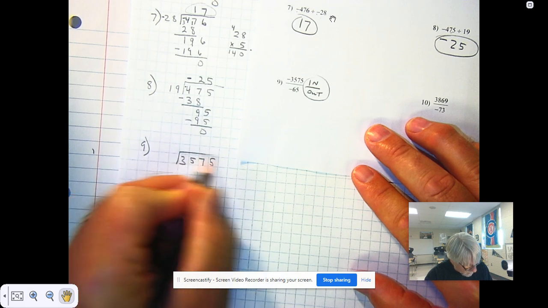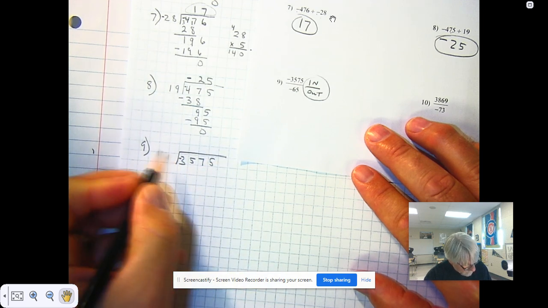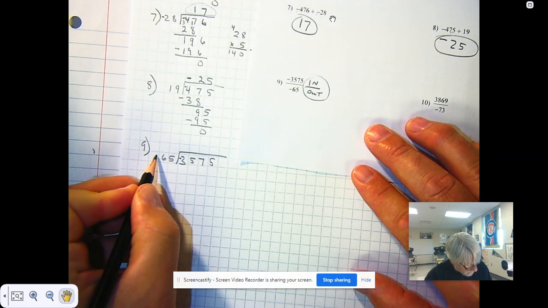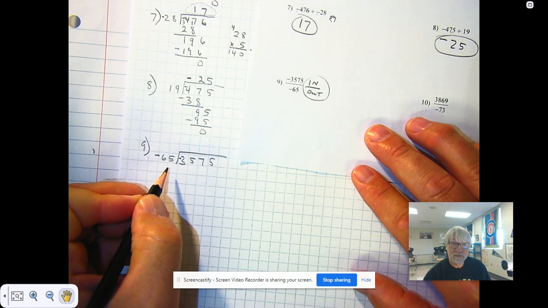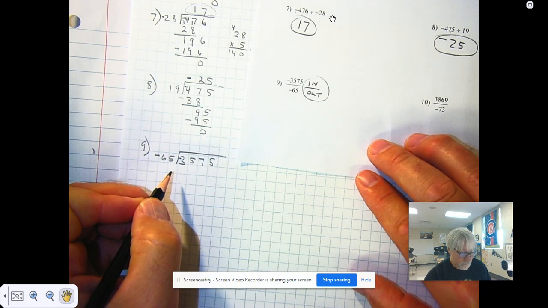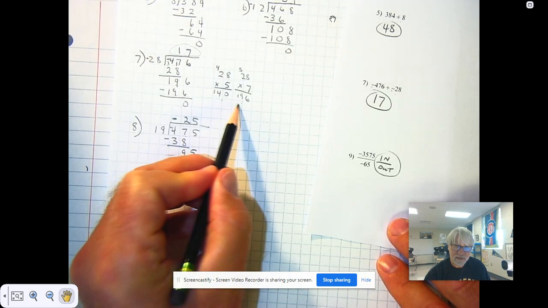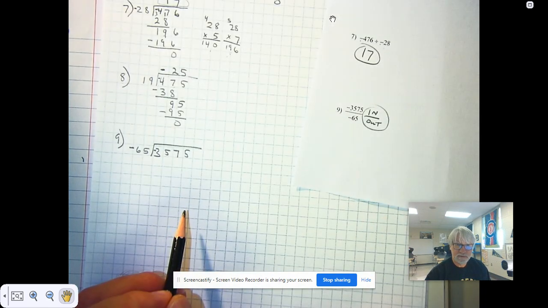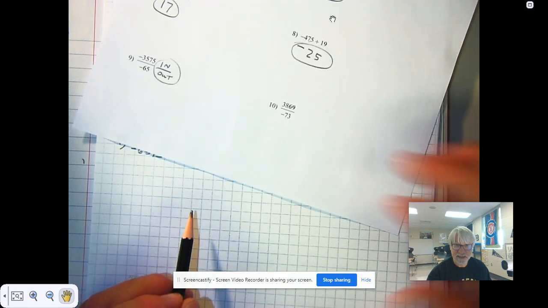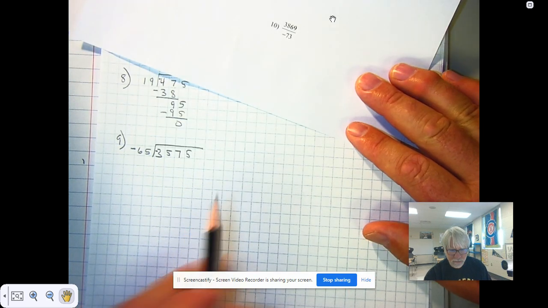So if we do number 9, the 3575 is going to go in the bracket. It's negative, and the 65 on the outside. This one's a little trickier, so pause the video, and you might have to do a little bit of scratch work off to the side to figure out how to get the best answer for this. I'll be back in a moment.